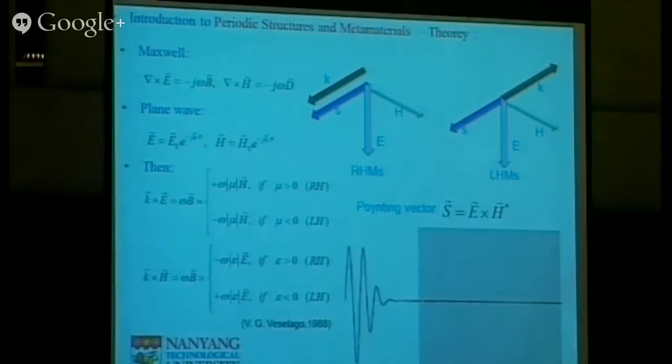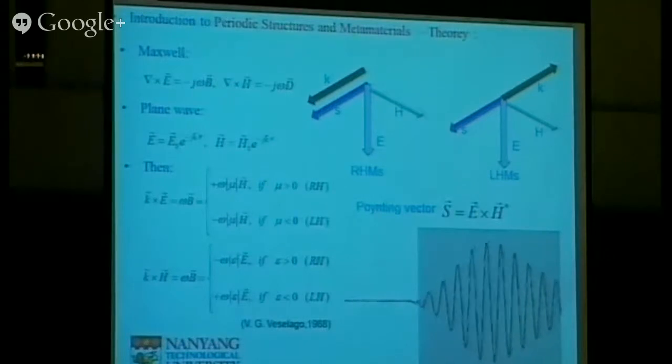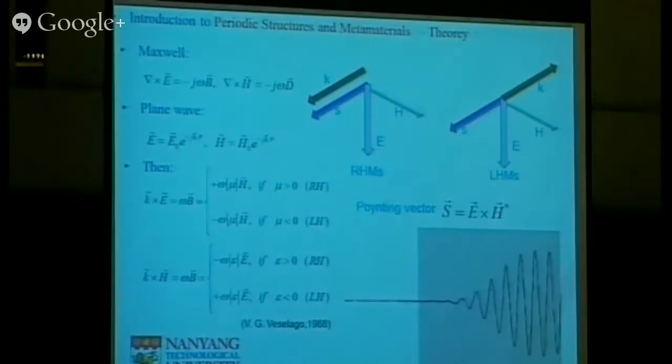There's an error here. It should be D here. Just correct it. This is the way the signal goes, then it builds up and converges at the right-hand side. We're using one of our conventional FDTD tools.